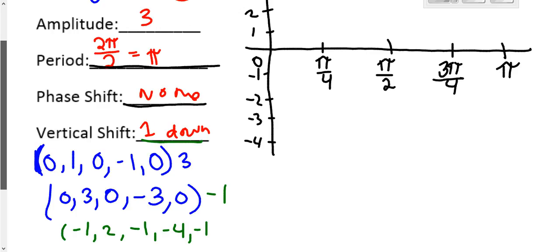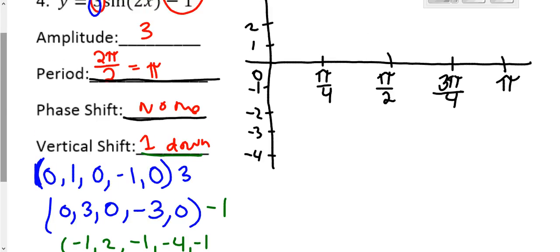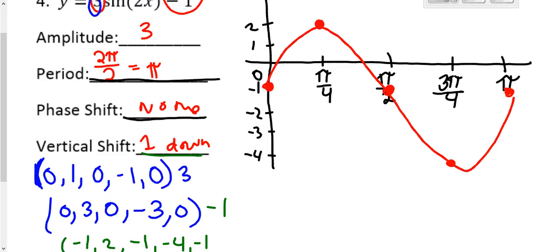So let's graph this. Negative 1, so we will start with negative 1, up to 2, back down to negative 1, right in the middle of my pi over 2, down to negative 4, up to negative 1. And we'll connect this graph. That kind of went a little wonky at the end. We'll fix that.